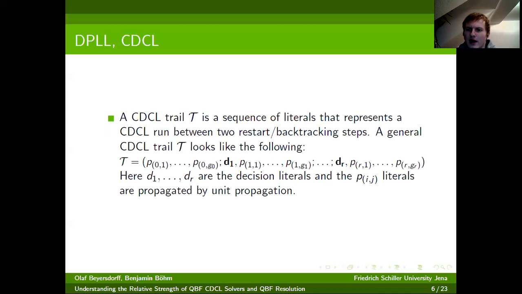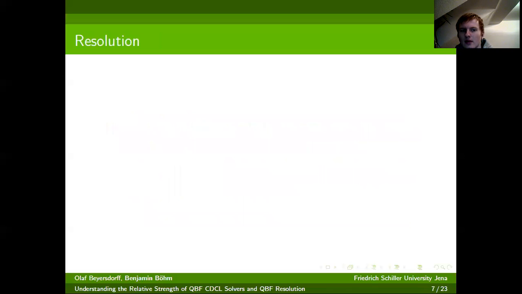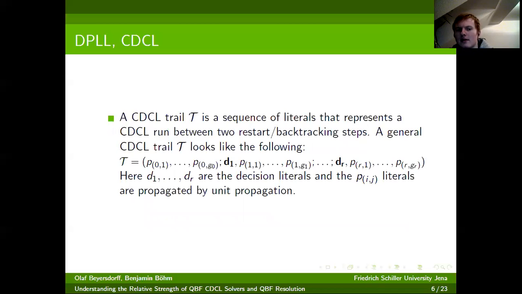If we go back to the DPLL, we have made some decisions. And here our decisions are these D literals in here. And these P's are the literals which are propagated by unit propagation. That means we need to have unit clauses with these P's. So this basically is a trail, and it contains all information we need for such a CDCL run. This is one way of formalizing such a CDCL, or later also QCDCL proof.